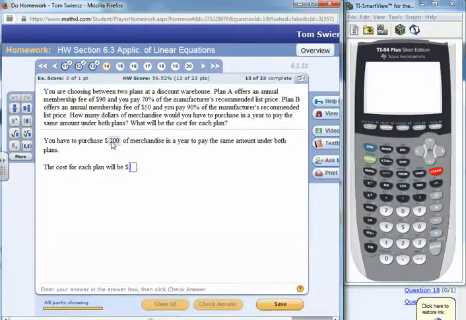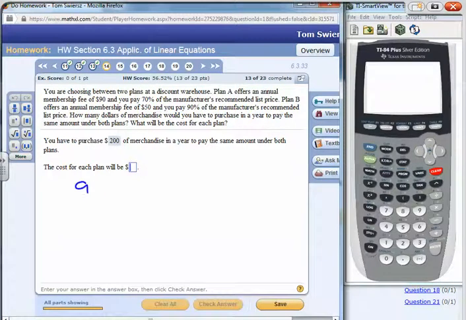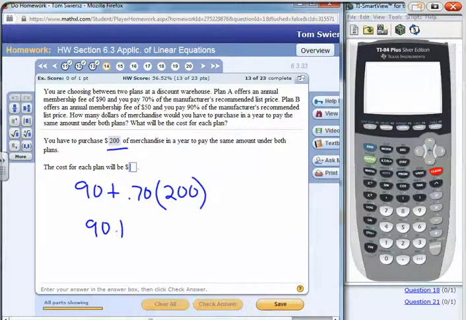And the cost for each plan, again, they're both going to be the same. So we could use Plan A. Plan A was what? $90 plus you're paying 70%, and now you know we just figured out from Part A we spend 200. So it's going to be 90 plus 70% of 200. Use your calculator. Is 140. 90 plus 40 is $230. So that will be how much each plan will cost.